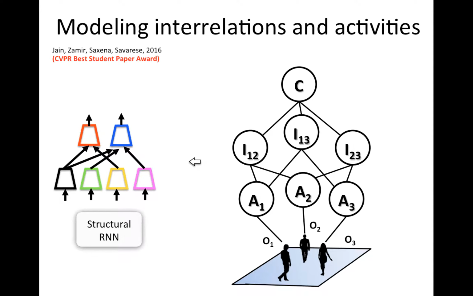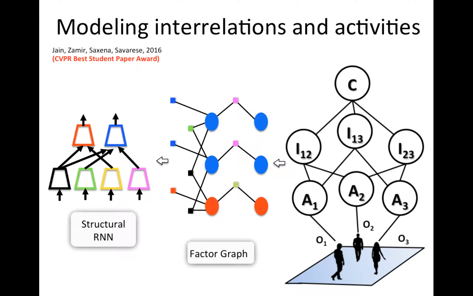While graphical models are powerful tools for modeling interactions, it is often not obvious how to define an appropriate representation to ground each potential to the actual data. Interestingly, in our work by Jain and Zamir, which was awarded the best student paper at CVPR 2016, we have demonstrated that any spatial temporal graphical model, like this one, can be mapped into a network of recurrent neural networks. We call it structural RNNs.